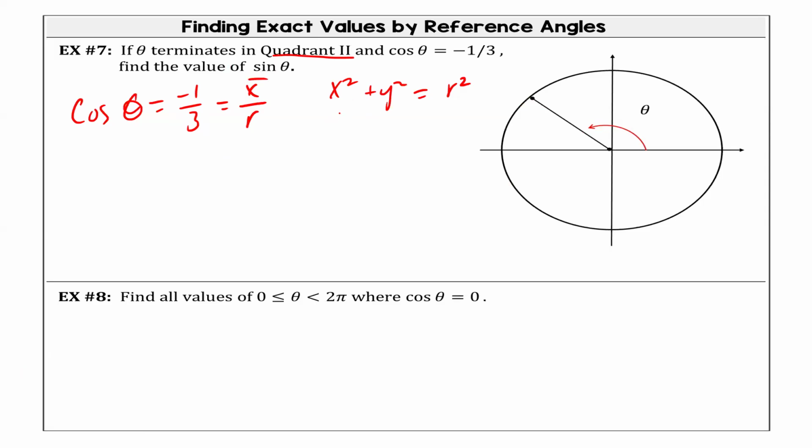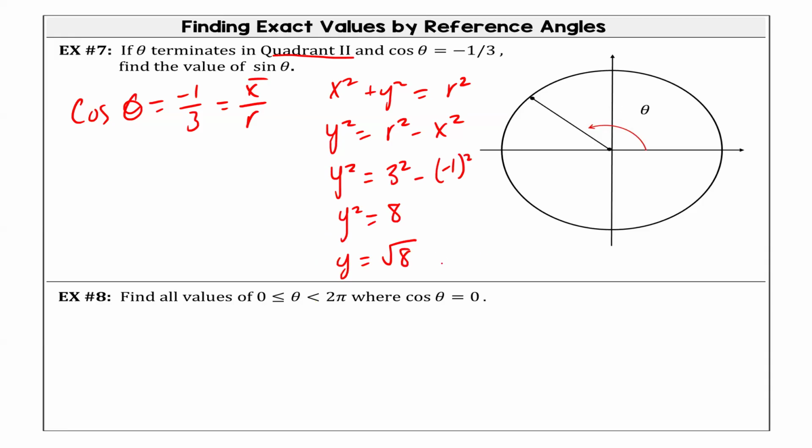And in order to find sine, we need our y. So we have y squared equals r squared minus x squared. So y squared equals 3 squared minus -1 squared. So y squared equals 8. So y equals the square root of 8. 8 is different than the numbers we've been working with so far. 8 can actually be simplified to 2 square root of 2.